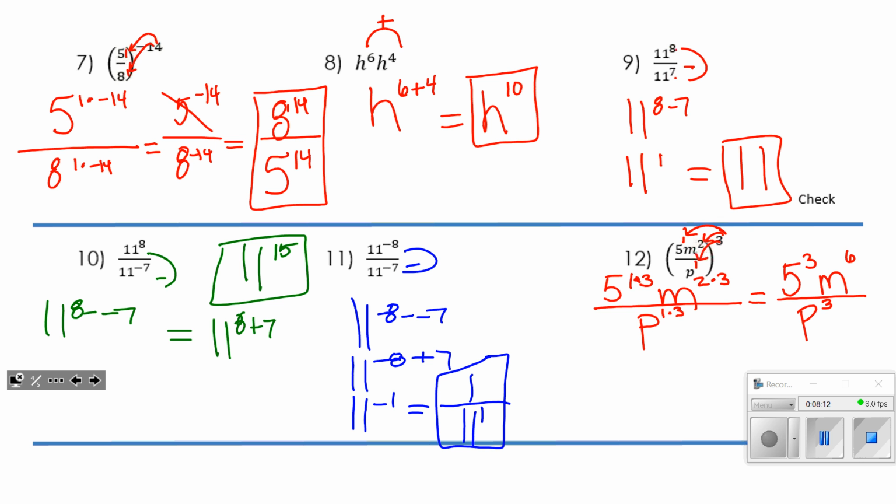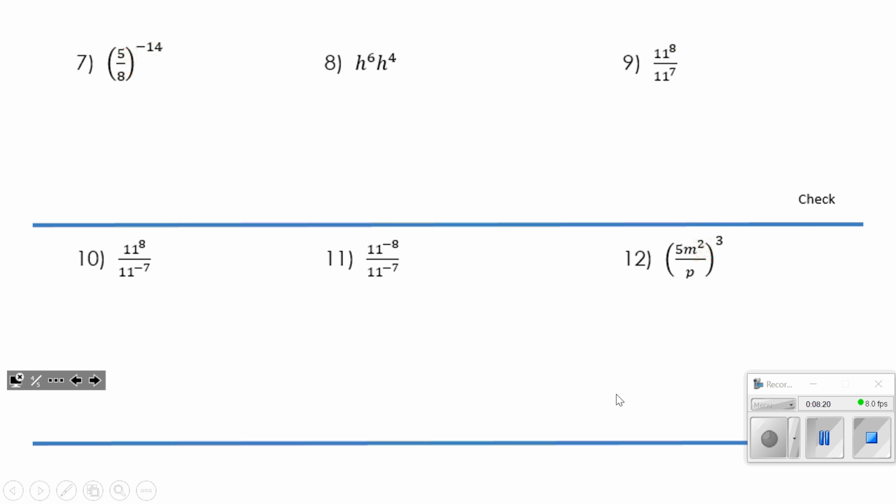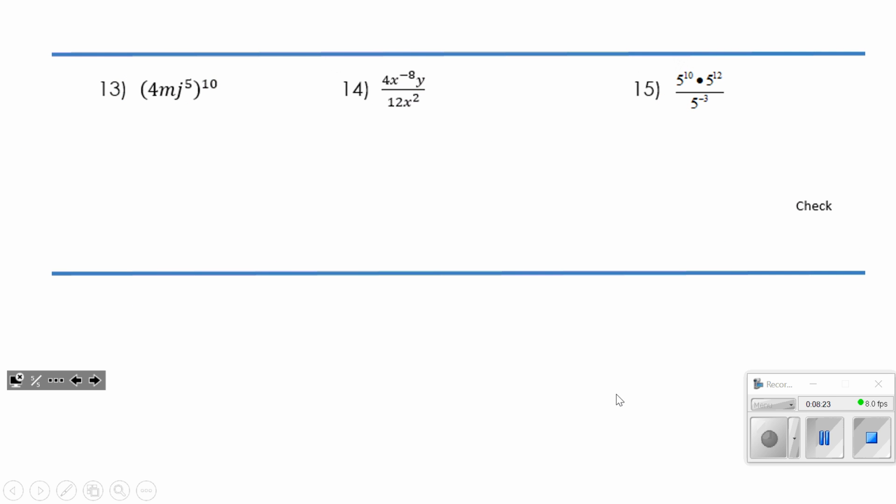We don't have anyone that has the same base to combine. We don't have any negatives, so we are done with our answer. The last problems, 13, 14, and 15. We're going to start with number 13.